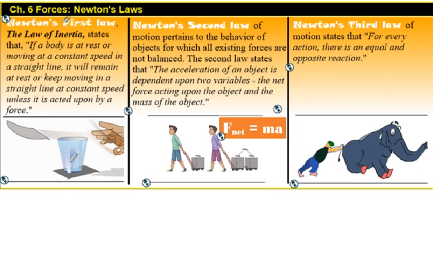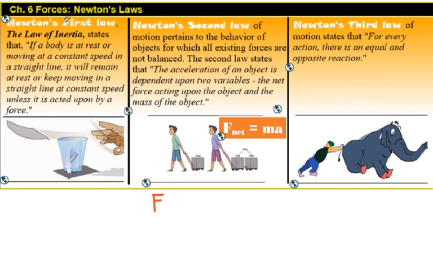And this leads to Newton's second law. And Newton's second law says that the acceleration of an object is dependent upon two variables: the net force acting on the object and the mass of the object. So here comes the formula. Newton's second law has the formula.